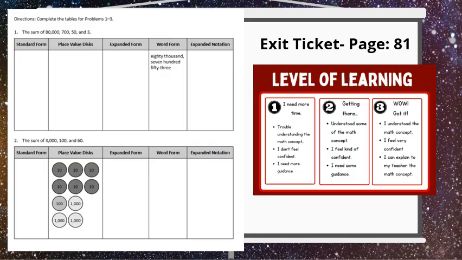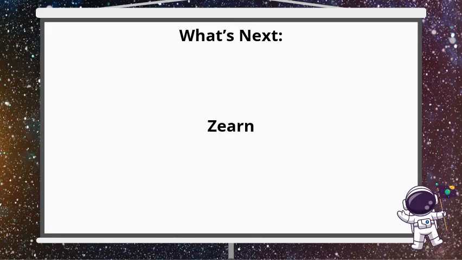Now that you have finished your problem set, I want you to turn to page 81 in your math book. The directions say, complete the tables for problems 1 through 3. So on page 82, you have problem number 3. So you will have to look at the front and the back of your exit ticket page to complete all 3 problems. Once you have completed all 3 problems, I want you to wait until Ms. Hallam has asked you to turn in the exit ticket or has asked you to give it to her. Then get on to Zearn.